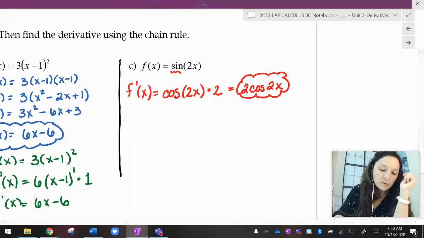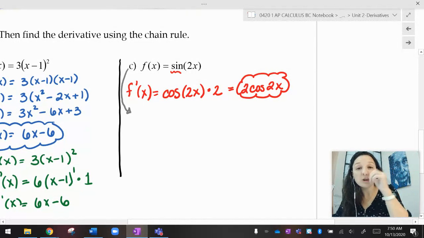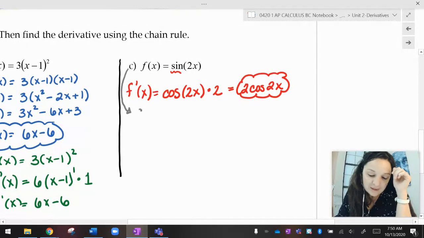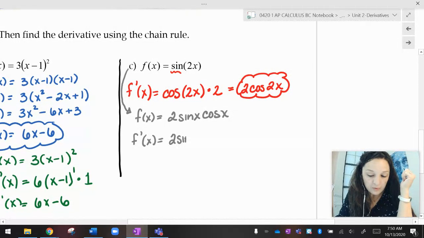This can be done without the chain rule if you remember your double angle identities. Mrs. Faber, I don't remember those. That's okay. I'm going to give you a sheet. Don't worry. So this original can be written as f of x equals sine 2x. That's the same as 2 sine x cosine x. That's a double angle identity. So now if I want to take the derivative, I can use the product rule. The first times the derivative of the second plus the second times the derivative of the first.